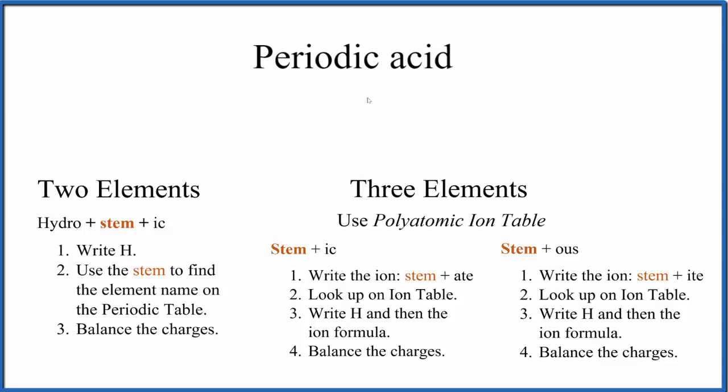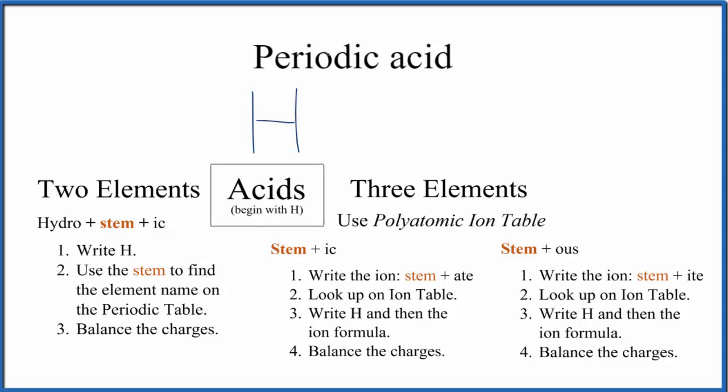So when we have an acid like this here, acids in general, they begin with H. So we'll have our hydrogen here. We'll just put that at the front of our acid. Next, we note that in front of our periodic acid, it doesn't say hydro. So we don't have the hydro there. That means we're going to have three elements, and we're going to have a polyatomic ion involved in the formula.